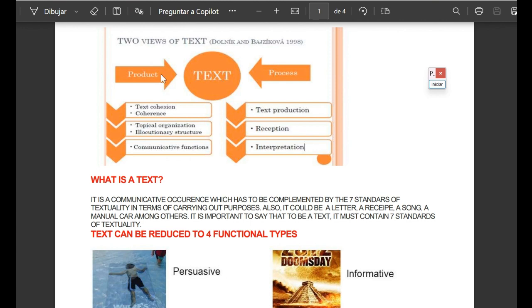We have the text as a product and as a process. As a product, we have the text cohesion and coherence. We talk about a lot of these two: topical organization, locutionary structure, and communicative function. As a process, we have the text production, the reception, and the interpretation.